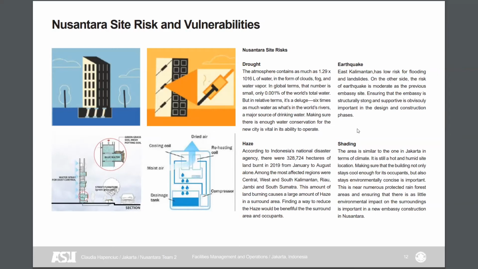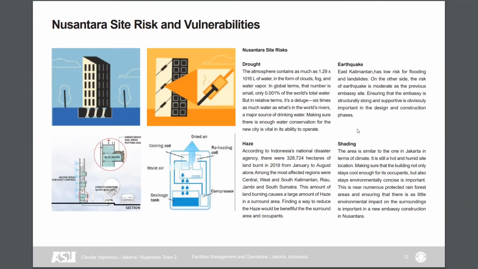Another one was the hazing, and with that, there have been some land burnt areas, and the regions that were affected were central, west, and south. So because of that, it affects the air quality and creates haze. So we're going to try to find a solution on how that can be reduced so the citizens' health doesn't get affected.